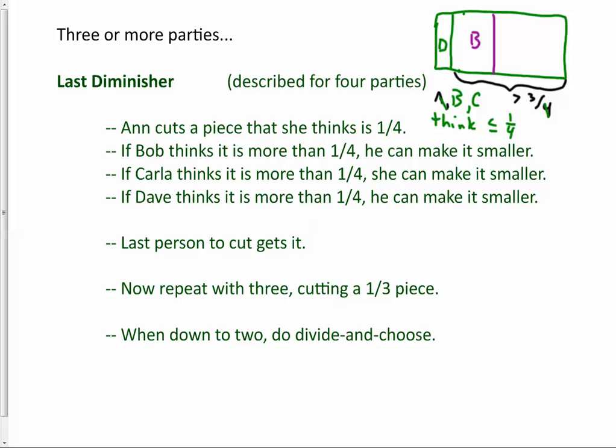So I don't want you to get hung up on the fact that we're cutting and then putting stuff back together. We don't really have to do the cutting until the very end. So we don't have to make a mess of the cake, and so it still works. Okay, so we'll stop there with these procedures.